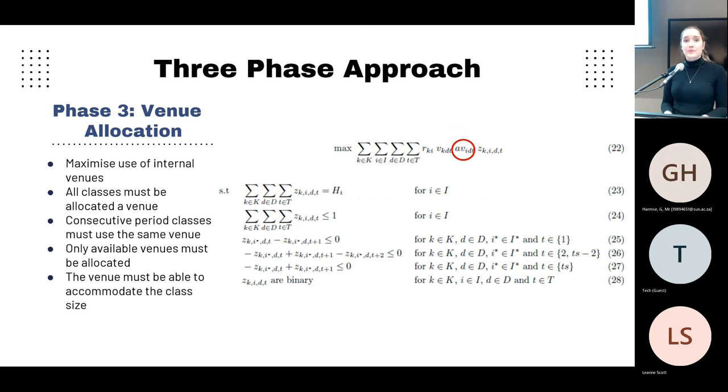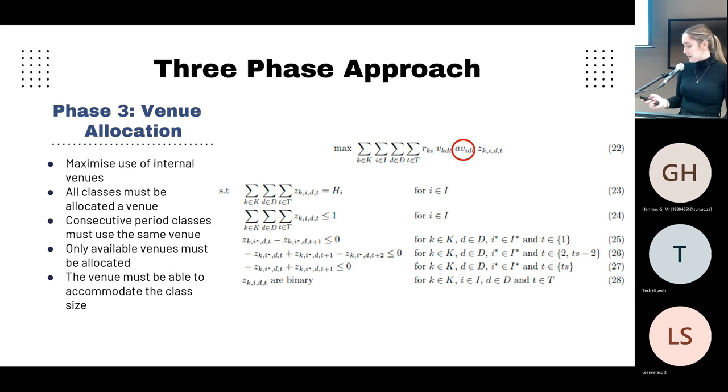And we combined this with the preference of each time slot, whether or not the venue was available, and if they could accommodate the class. So only venues that could accommodate a particular class were given a preference weighting for the time slot where the class was actually available and when the lecture was actually happening.